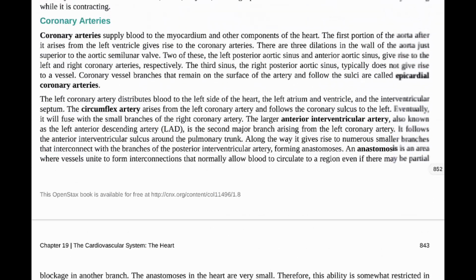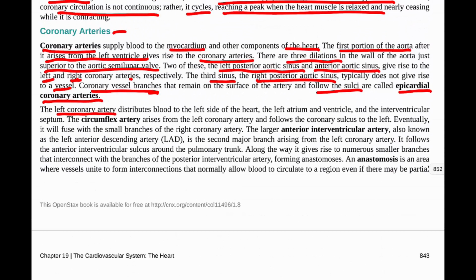The left coronary artery distributes blood to the left side of the heart, so the left atrium and ventricle, and the interventricular septum. The septum is the wall that separates the ventricles, the big thick one. The circumflex artery arises from the left coronary artery and follows the coronary sulcus to the left. The coronary sulcus, remember, is right under those auricles. Circumflex, I remember that because it's around. So the circumflex artery goes around.